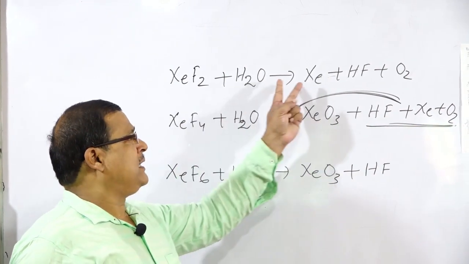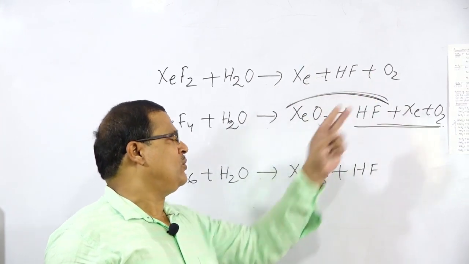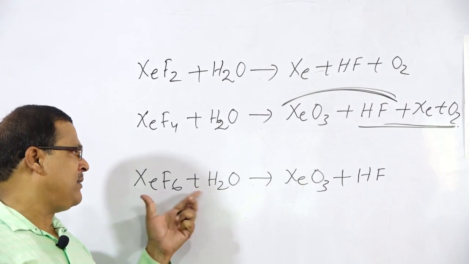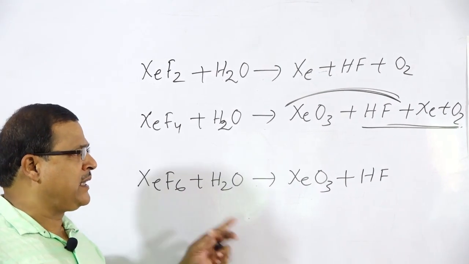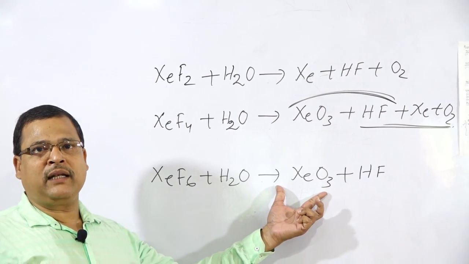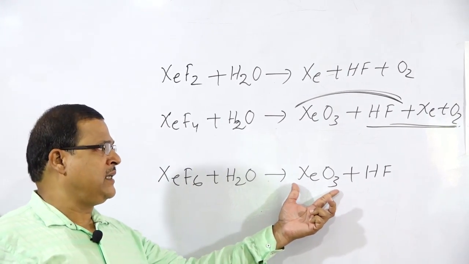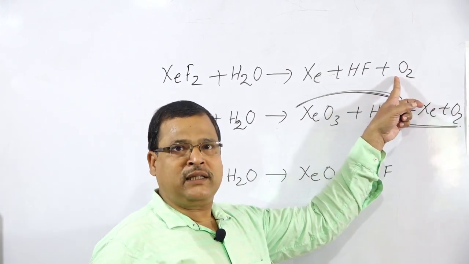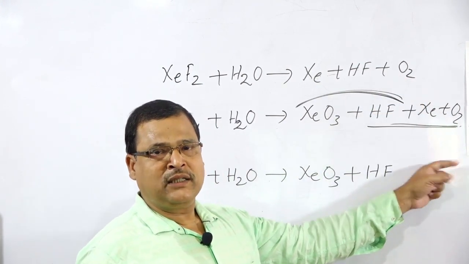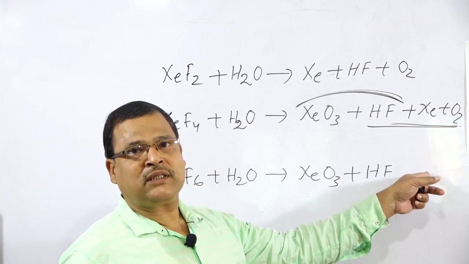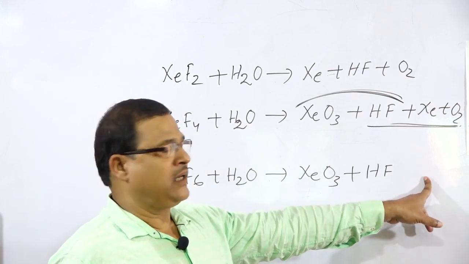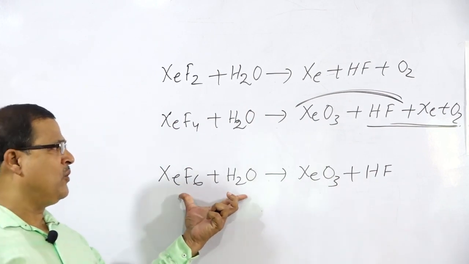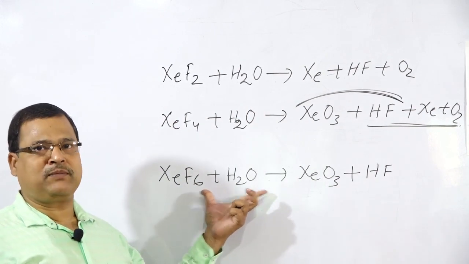Xenon difluoride is hydrolyzed to form Xe, HF and O2. But on complete hydrolysis of xenon hexafluoride, that gives the explosive material xenon trioxide and HF. There is no release of oxygen. In these cases, oxygen is released, but in this case, there is no such release of oxygen molecule. So we have to balance these equations. Then we have to discuss how this hydrolysis takes place.